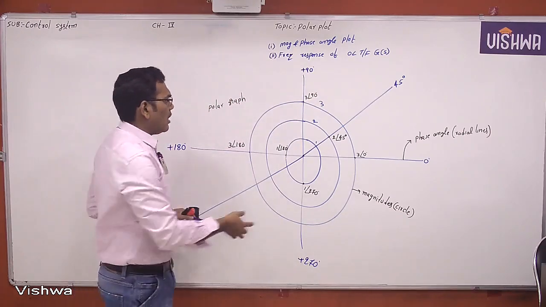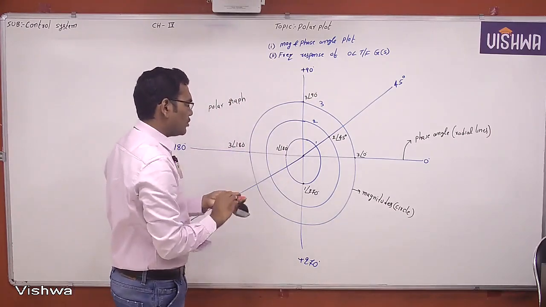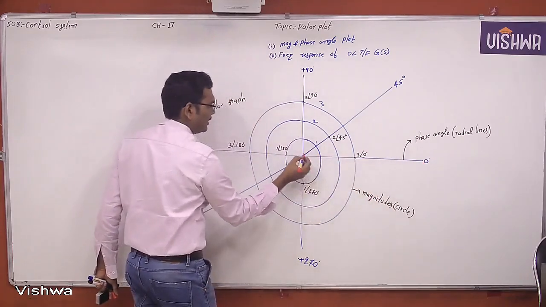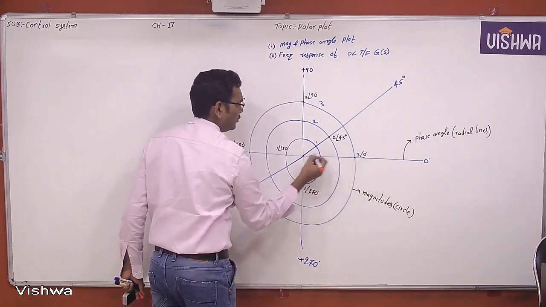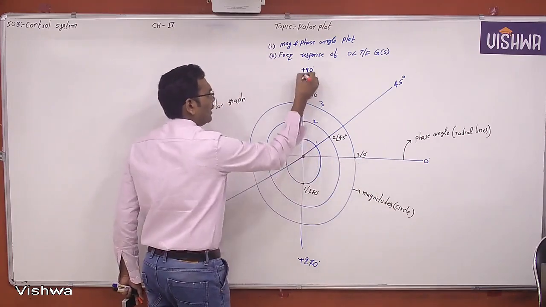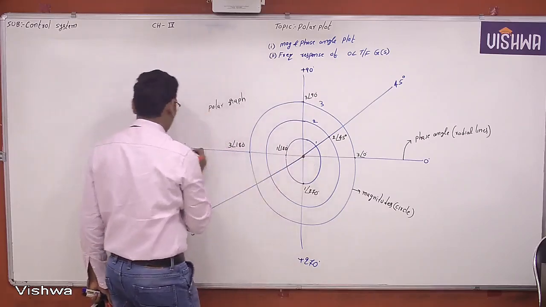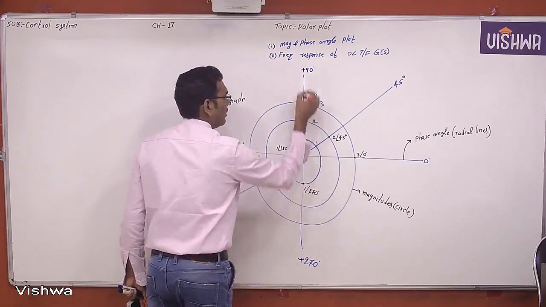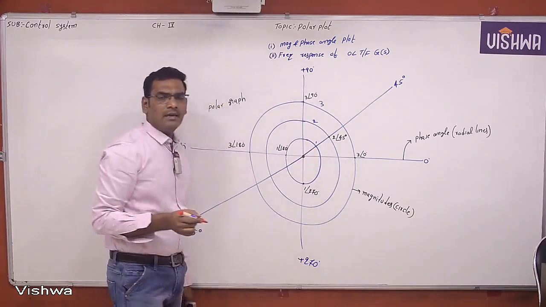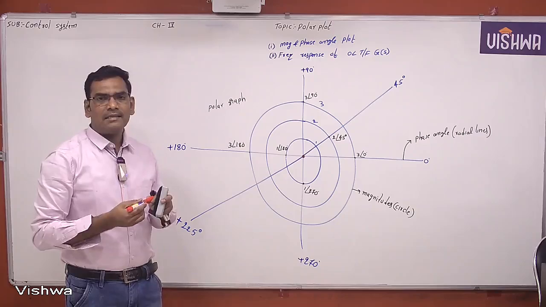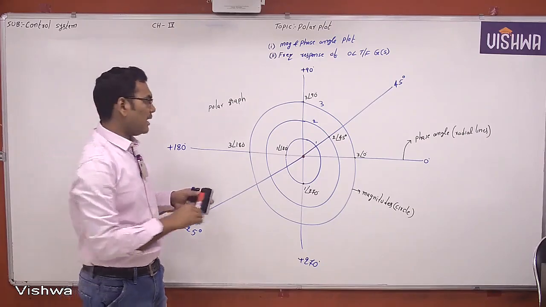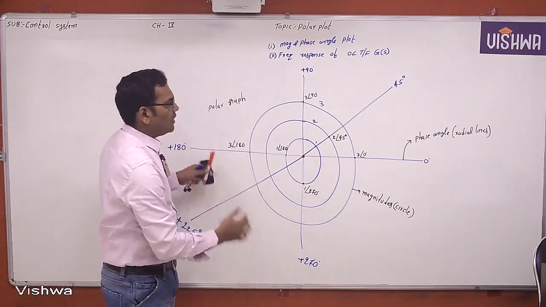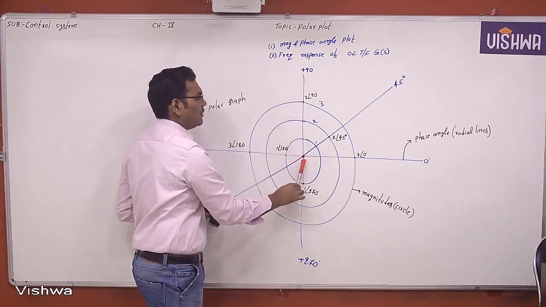Now in all these magnitudes, see here, this is 0 degrees. At 0 degrees phase angle, where is magnitude 0? This is magnitude 1, magnitude 2, magnitude 3, and magnitude 0 is here. At 90 degrees, magnitude 0 is here. At 180 degrees, magnitude 0 is here. At 270 degrees, magnitude 0 is here. At 45 degrees, magnitude 0 is here. For all the phase angles, if the magnitude is 0, it lies at the origin. Remember this point.